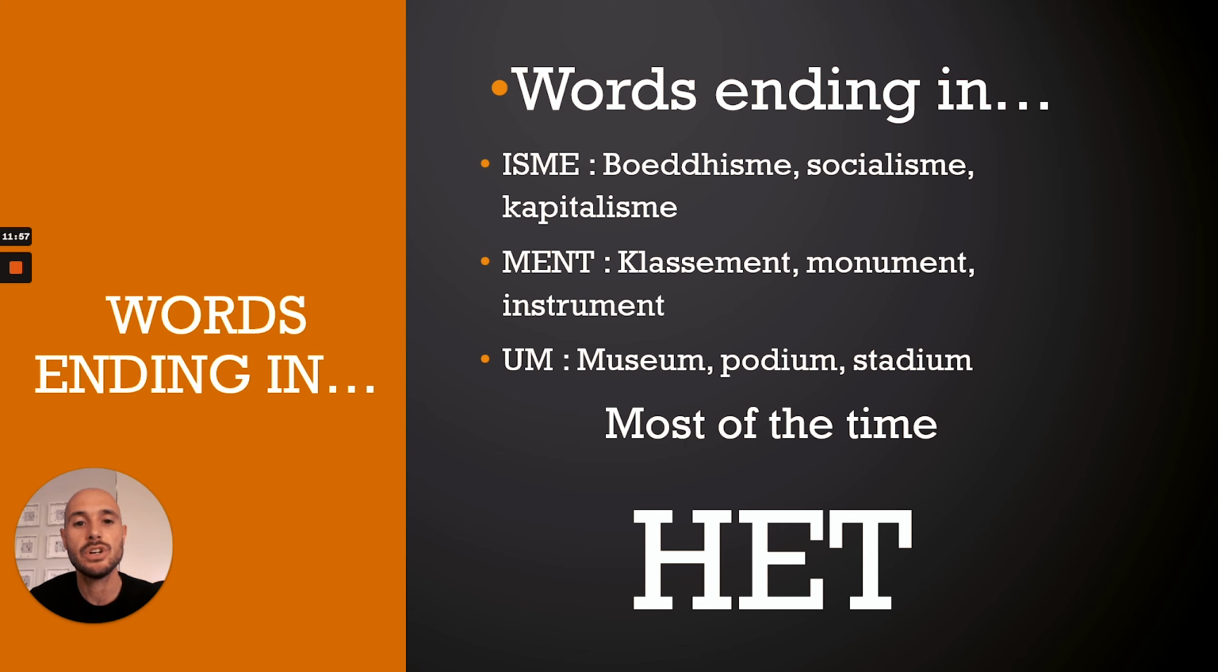So words which are ending on isme, ment, for instance, boeddhisme, socialisme, kapitalisme, you will say the article het. Ment, klassement, monument, instrument, you will use the article het. And then you have museum, podium, stadium, you will also use the article het most of the time. Again, general indication, not a watertight rule.